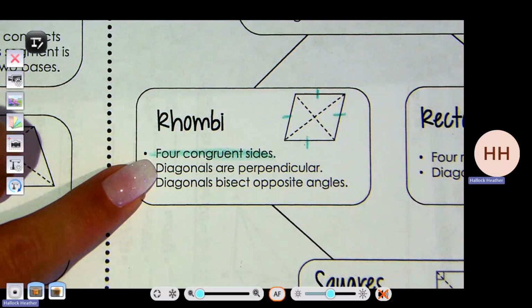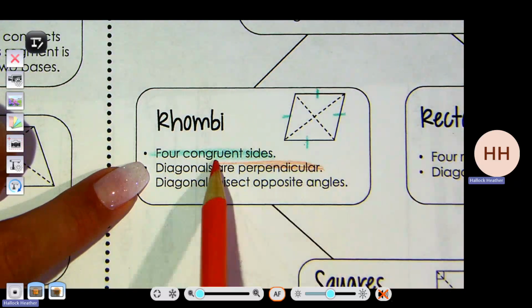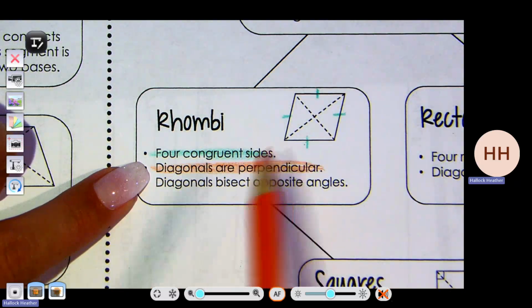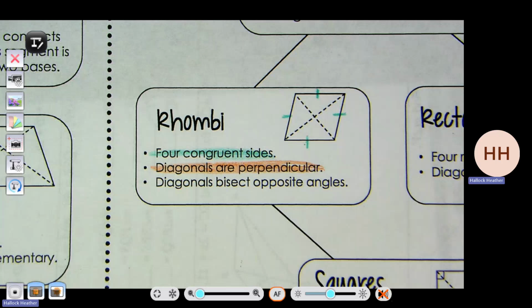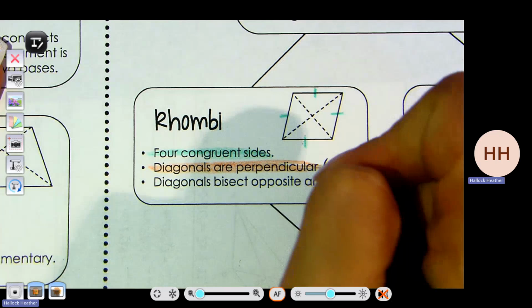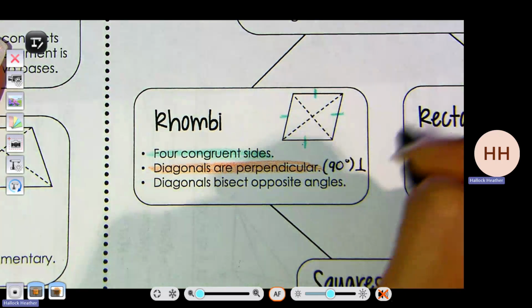This is the part that people forget the most: the diagonals are actually perpendicular. Does anybody remember what perpendicular means? They cross. And when they cross, what do they make? A 90-degree angle. So perpendicular is technically a 90-degree angle. The symbol for it is an upside down capital T.